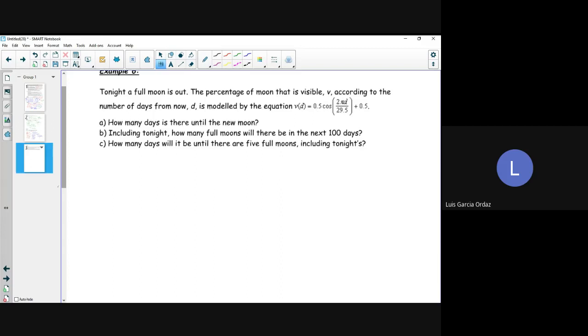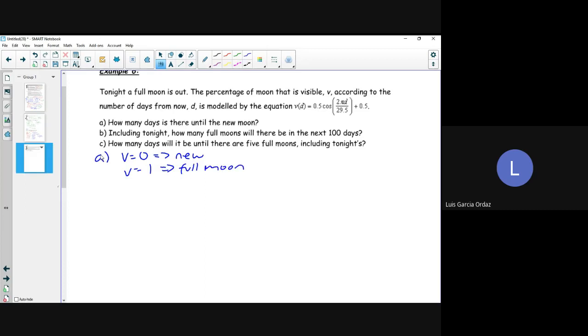So the questions we have are: how many days is there until a new moon? Including tonight, how many full moons will there be in the next 100 days? And how many days will it be until there are 5 full moons, including tonight's? So for A, when V is equal to 0, that means there is a new moon. And when V is equal to 1, that means there is a full moon.